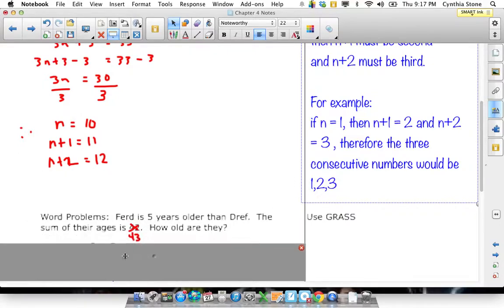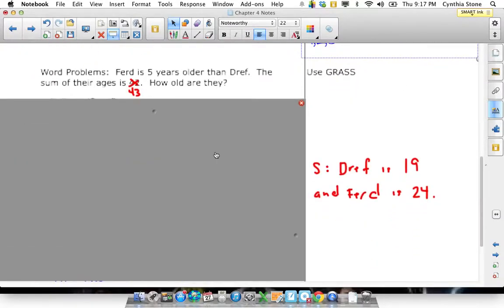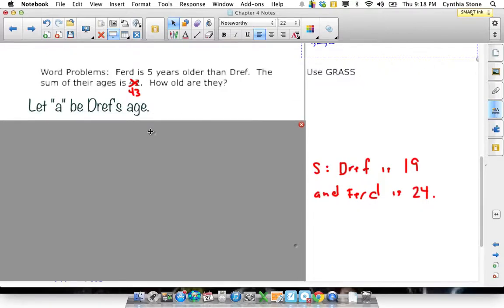This is another good one, and it has a typo. Okay, Ferd is 5 years older than Dref. These are two brothers, and the sum of their ages is 43. How old are they? Well, I guess you can see the answer over here, but we're going to use algebra to solve this one. And the first thing I'm going to say is, let's say A is Dref's age.